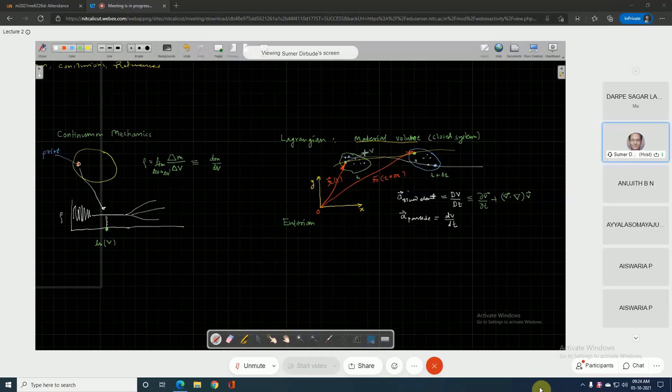This particle is moving, or the material volume may be moving. Now we are talking about materials. This bowl, you can consider as a material fluid element, and then you can talk about its velocity also. So the point I wanted to make sure is that you see the differences in using the notations, like the total derivative like this.